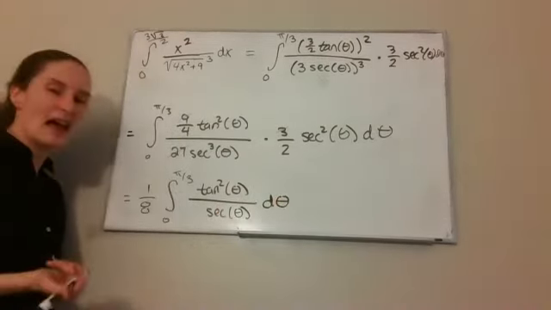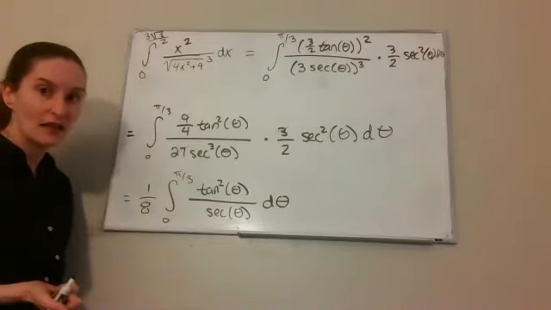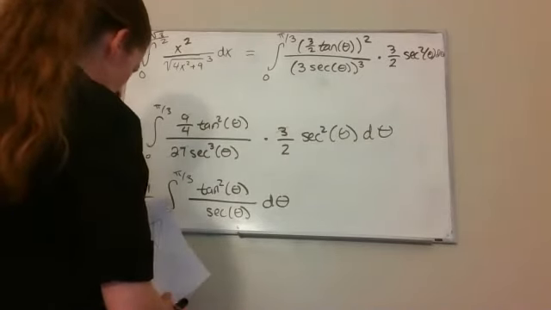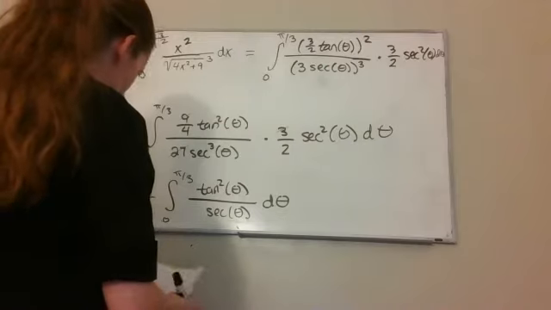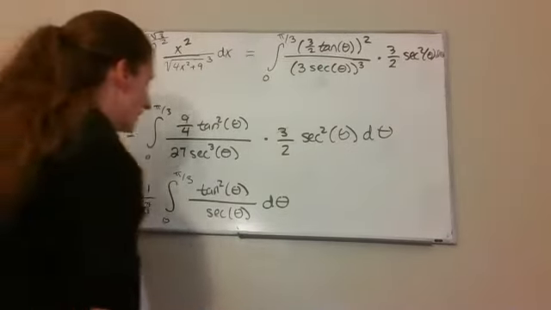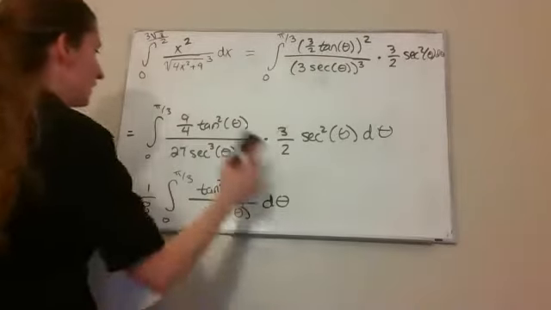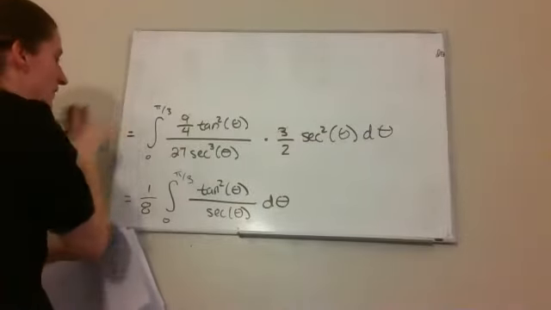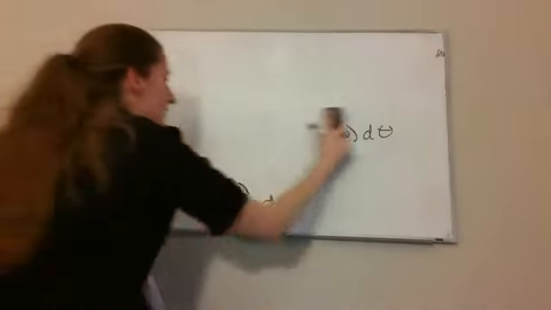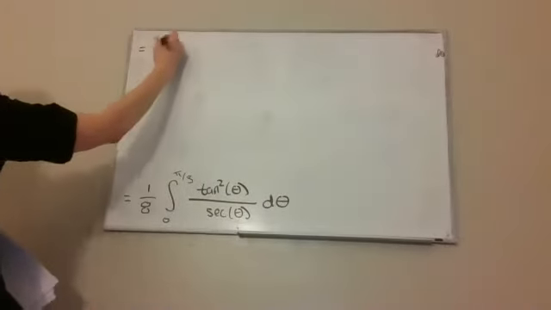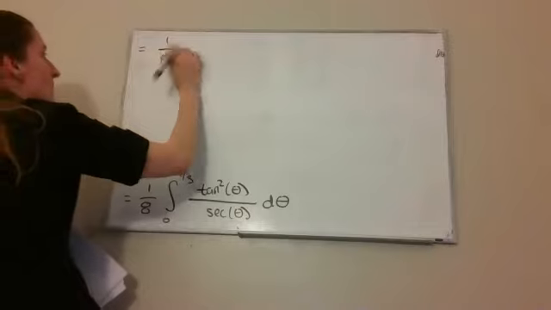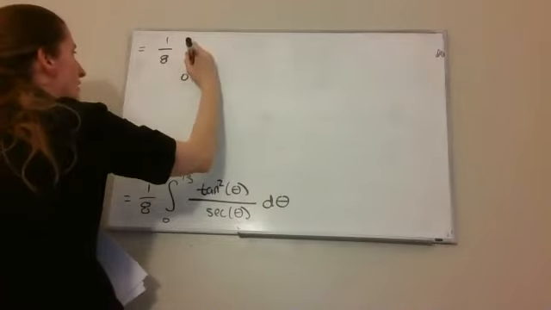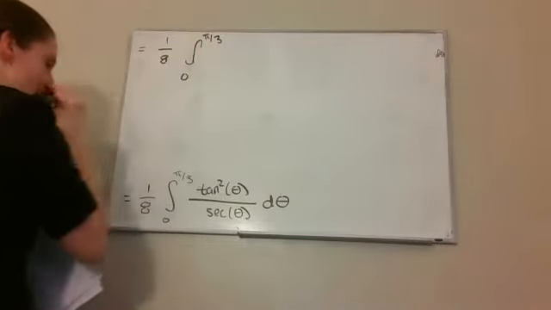And I would do what we did in the last problem and change this into sines and cosines most likely. Or I could use a trig identity if I wanted to. You know what? Let's do that. Let's use a trig identity. So my tangent squared of theta, if I rewrite that in terms of secant squareds, what do we get? So I have 1/8 integral from 0 to pi/3.